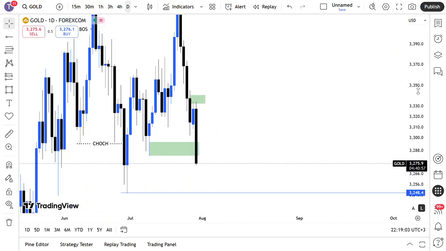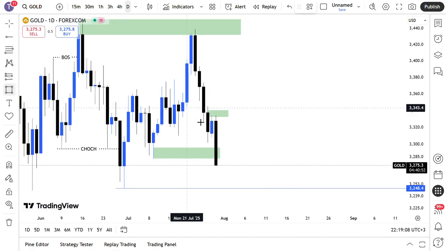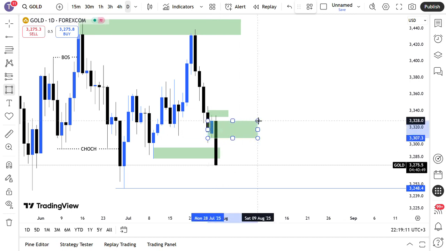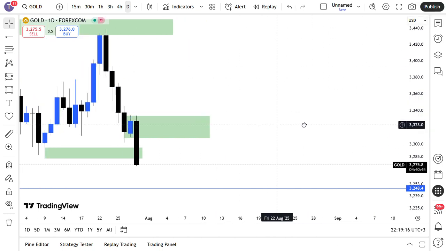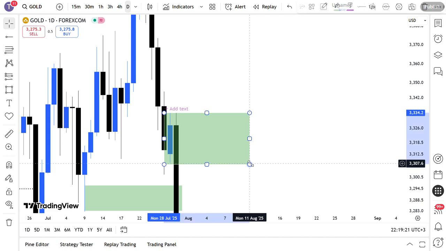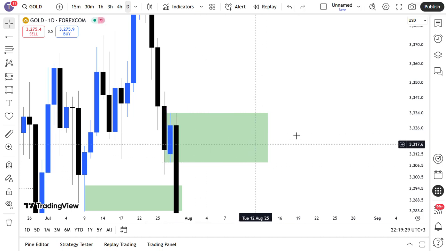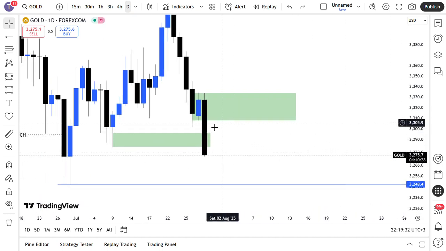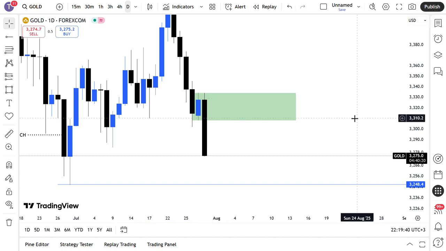So I expect the market to mitigate this order block. I don't know if the market will mitigate this order block before it goes down to break structure. So let me delete this. I expect the market to come back up, mitigate this order block, and then push downward. So we want to look for a zone inside this 4-hour order block, because there is a fair value gap that is going to be left inside here. So let me delete this also. We don't require that order block anymore.